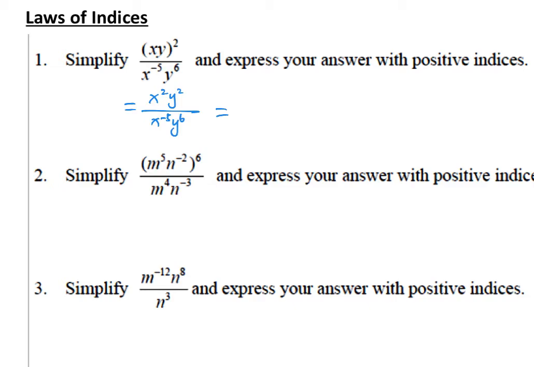Now look at the same variable. X to the power 2 on the top, x to the power negative 5 is a negative power. You can change it to positive power by moving it up: x to the power 2 times x to the power 5 over x. And this is y to the power 2, y to the power 6. Which power is bigger? 6. Power 6 is in the denominator, so your final answer is also in the denominator.